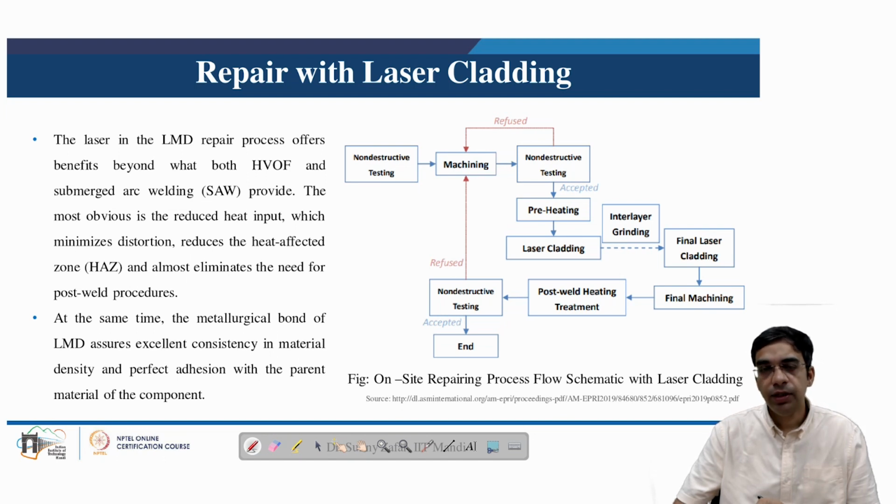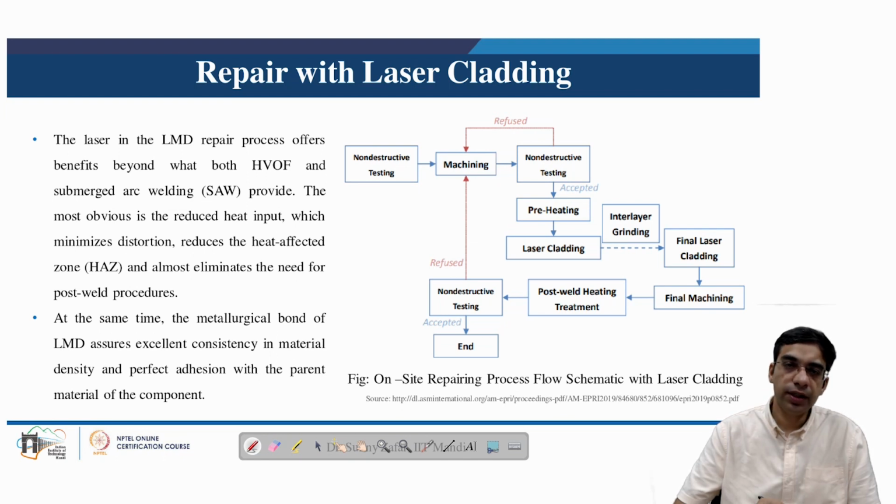At the same time, the metallurgical bond generated in the laser metal deposition, or LMD, process assures excellent consistency in material density and perfect adhesion with the parent material of the component. So we can see a flow chart of an on-site repairing process schematic with laser cladding. Here we start the process with non-destructive testing.